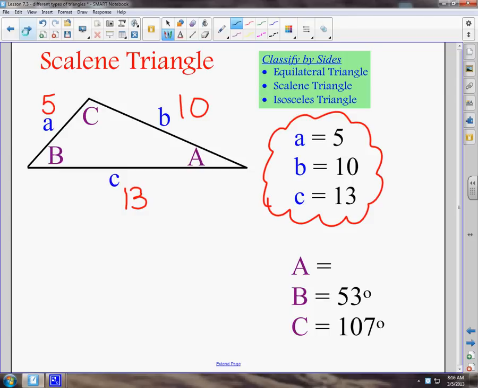So then if I look at my angle measures, if B is 53 and C is 107, I would add those together and see that's 160. So I know that this has to be 20 degrees because they all have to equal 180 degrees. So if they ask you that question, what's angle A if B is 53 and C is 107? Then you need to add those together and subtract them from 180.